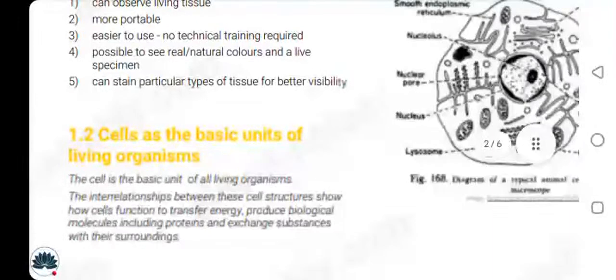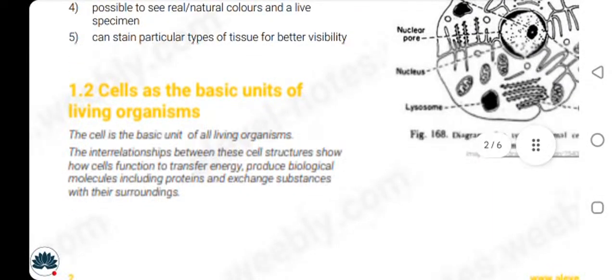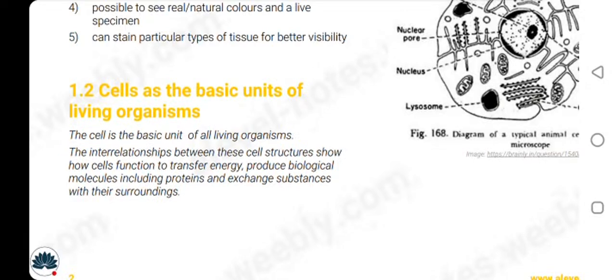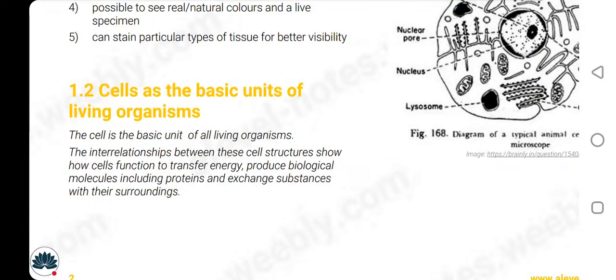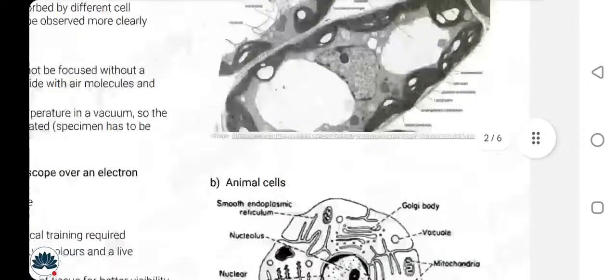Yes. Okay. Cells are the basic units of living organisms. This is what you have already learned. The cell is a basic unit of all organisms. The interrelationships between these cell structures show how cells function to transfer energy, produce biological molecules, including proteins, and exchange substances with their surroundings.